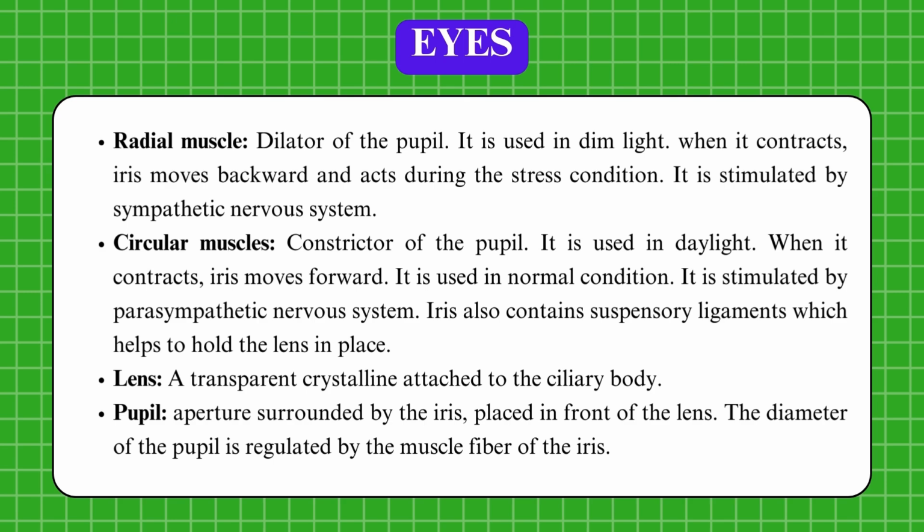Circular muscles, constrictor of the pupil. It is used in daylight. When it contracts, iris moves forward. It is used in normal condition. It is stimulated by the parasympathetic nervous system. Iris also contains suspensory ligaments which help to hold the lens in place. Lens. A transparent crystalline structure attached to the ciliary body. Pupil. Aperture surrounded by the iris, placed in front of the lens. The diameter of the pupil is regulated by the muscle fibers of the iris.